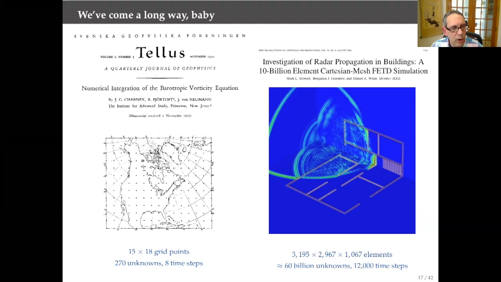To do a 24-hour weather forecast, they could only afford to take time steps of 3 hours. So there were 8 time steps. And that took their computer nearly 24 hours. So they could barely keep up with the weather. And they missed a hurricane in the result.